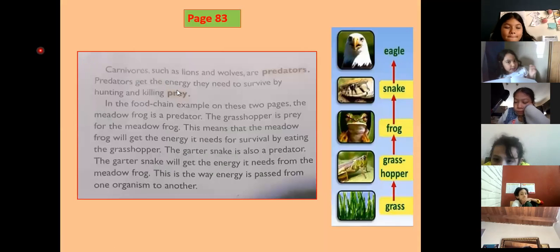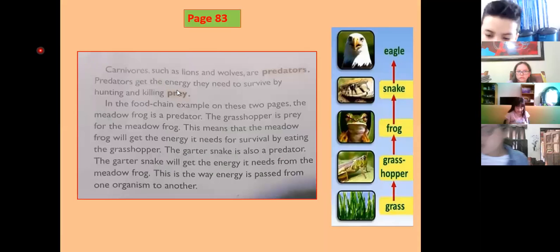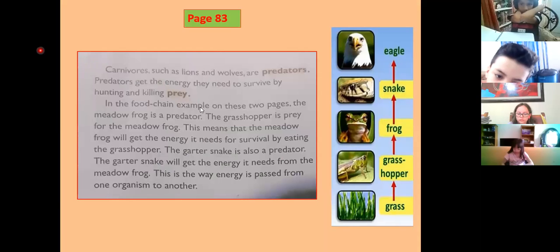Now we have more information about it. We're going to continue reading here, and we have another example. So Isabella, help me to read this slide, Isabella.